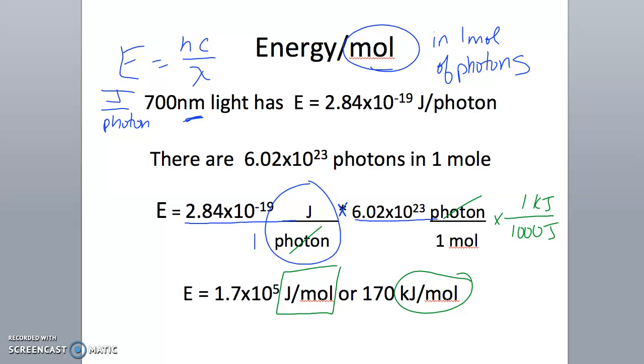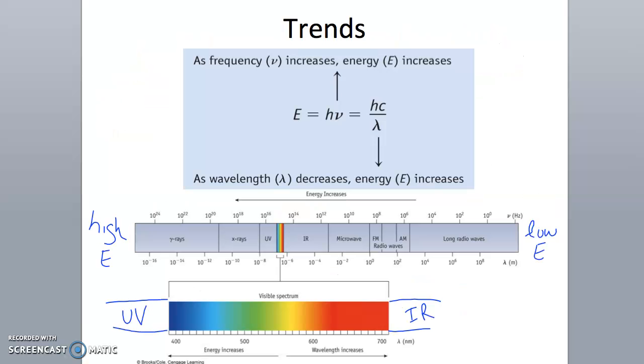Oftentimes they'll ask for how many joules or maybe kilojoules are in a mole of photons, and we've got an example of this here. What we do is use Avogadro's number, and we just apply that as the number of photons in 1 mole of photons. So by multiplying by Avogadro's number, we can get to the mole, and then we can convert from joules to kilojoules. You'll want to be able to do this to prepare for an exam.